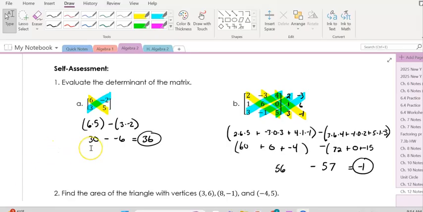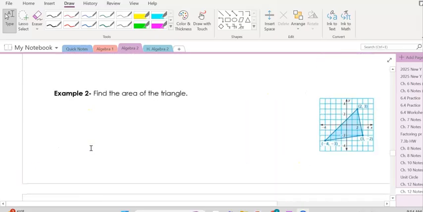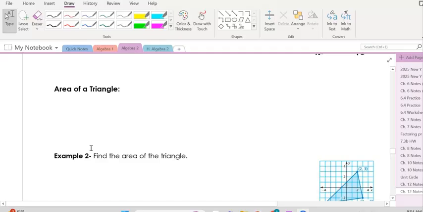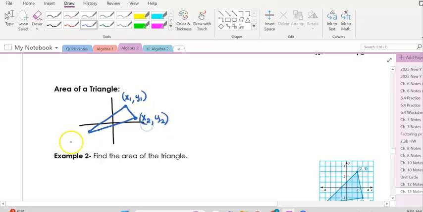Let's go ahead and revisit the area of a triangle. We hadn't finished that up here. All right, and so when you have a triangle, it doesn't matter how the triangle is. So I'm just going to graph some random triangle on here. All right, so the 3 points, it doesn't matter which point's which. One of the points is x1, y1. One of the points is x2, y2. And the other point will be called x3, y3.